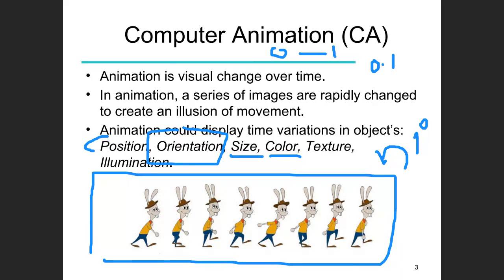Or maybe we can change the texture of the objects, or we can change the illumination or the lighting. So we are changing something over a time period. So this is the concept of animation. The most commonly used animation is the one in which we are changing the position. Some object is changing the position from one place to another place. As we have seen in the lab, the rectangle was moving from the top left to the bottom right.